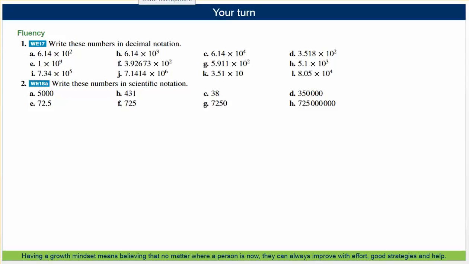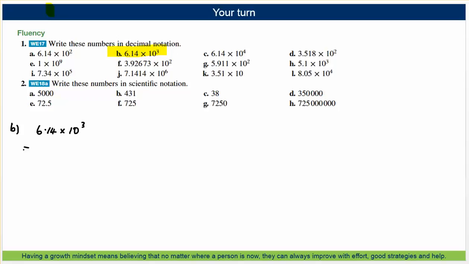Okay, let's look at some examples. So these are from exercise 2.5, I think, and let's just do a few of them. So let's do B. 6.14 times 10 to the power of 3, and you're asked to write these in decimal notation or decimal form.